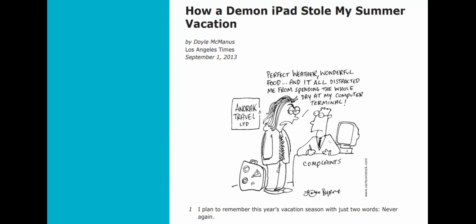When you're taking a look at a piece of nonfiction, the first thing that you want to do, which probably is intuitive, is look at the title and look at other information provided about the author, the publication, all of that good stuff that will give you clues about what kind of nonfiction it is. The title of this text is How a Demon iPad Stole My Summer Vacation. It's by Doyle McManus of the Los Angeles Times, which is a newspaper.